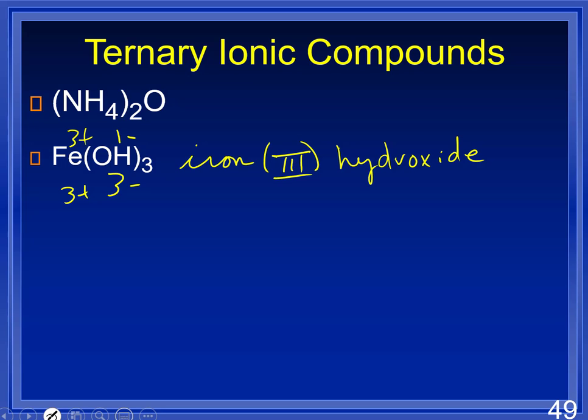Not anything different than I do if there was 3 Cls. It's just I'm doing OH sticking together. And why did I put the parentheses there? Why didn't I just write FeOH3? Well, because that says 3 hydrogens, not 3 oxygens too. So I got to put those parentheses to say I have 3 hydroxides.